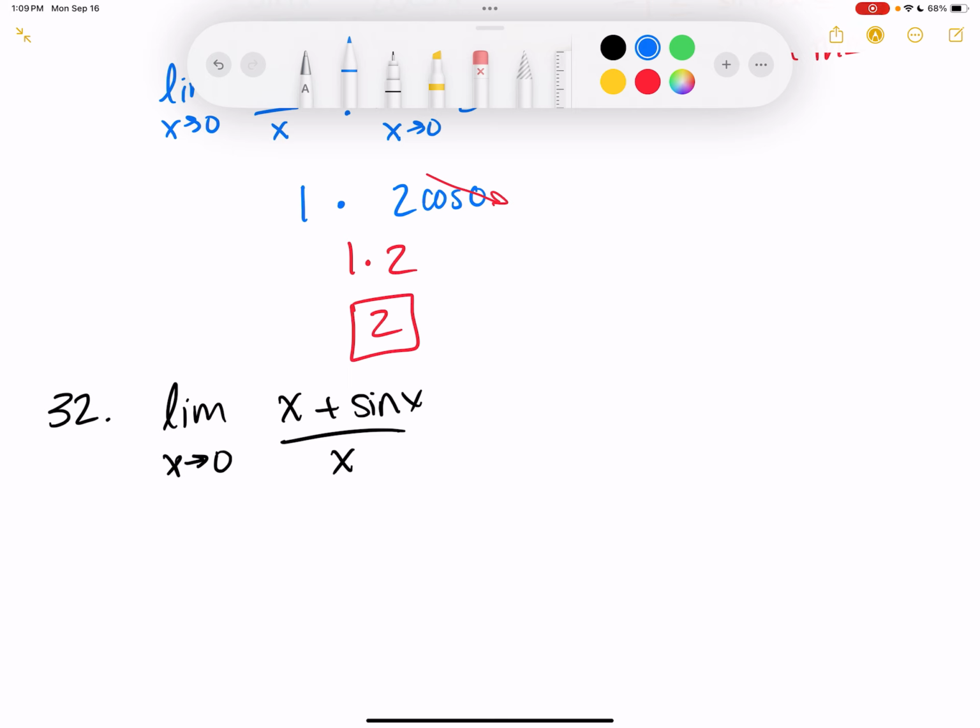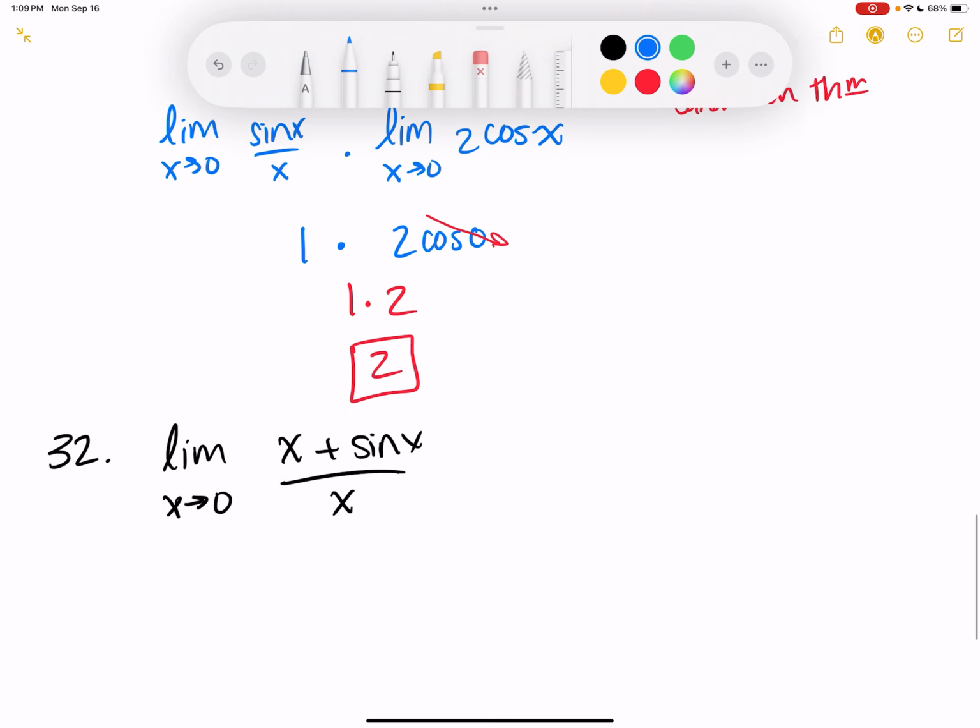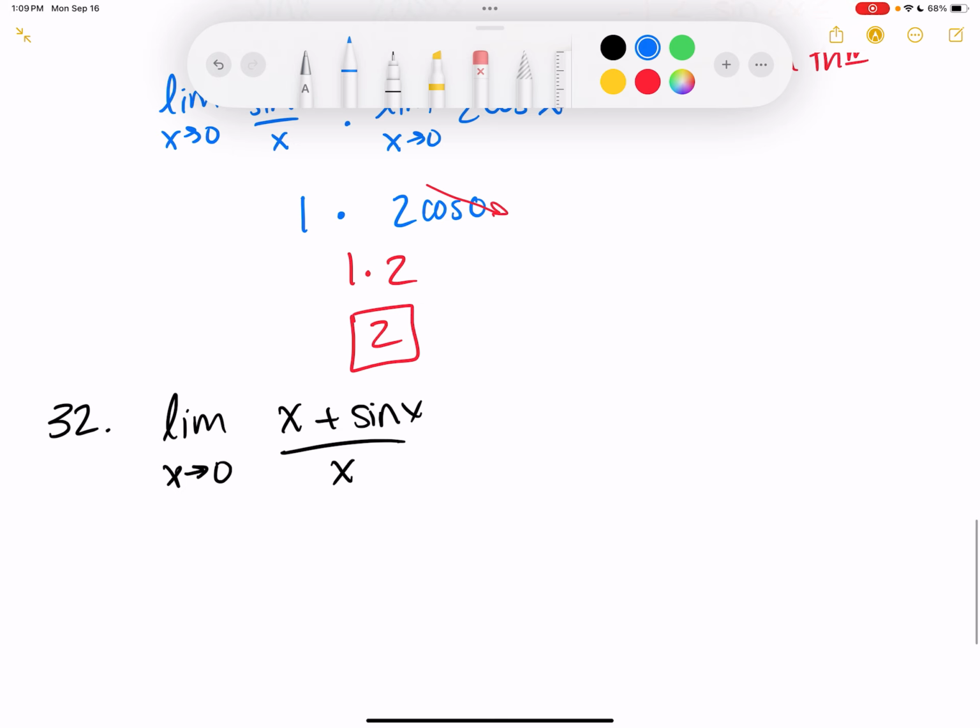Can we call it x over x plus sine of x over x? Yeah. Or just x plus sine of x over x. Right? So this is like the common denominator, so both pieces would have to be written over x. Right. So I can split it and say the limit as x approaches 0 of x over x plus the limit as x approaches 0 of the sine of x over x.